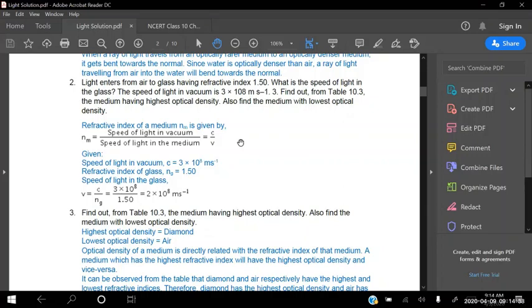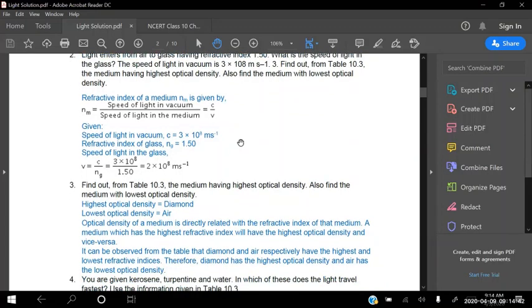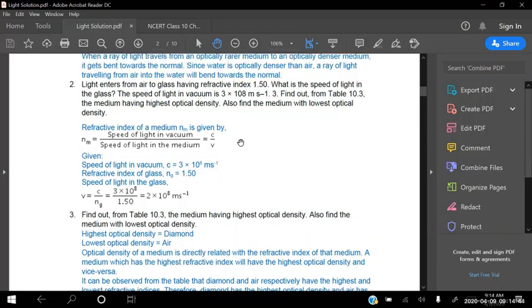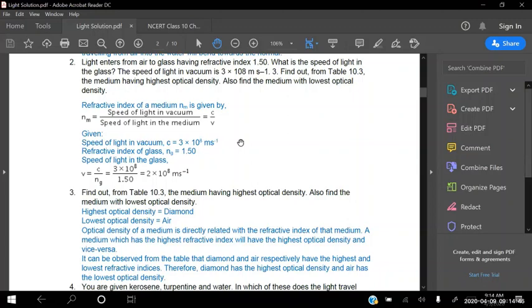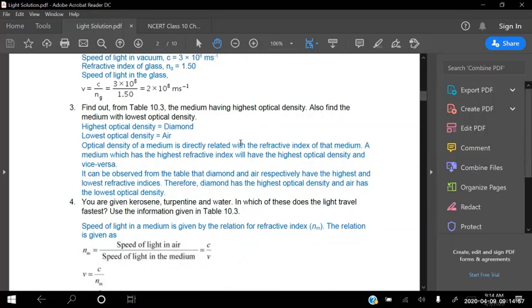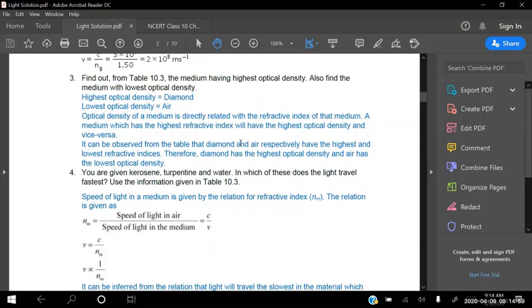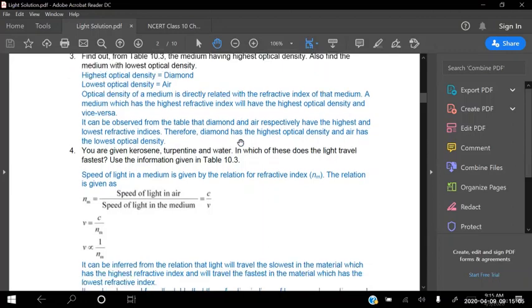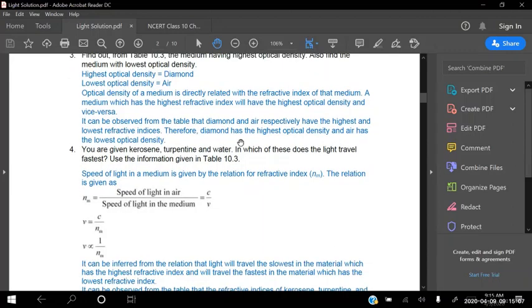Light enters from air to glass having refractive index of 1.5. What is the speed of light in glass? The speed of light in vacuum is this. So you only have to put the value by using this formula. C is 3 into 10 raised to power 8. N is 1.5 given, and you get this answer. Then find out which has highest optical density. So already we have discussed diamond and air, and these are the reasons behind it. Optical density is directly proportional to refractive index, hence your answer is this.